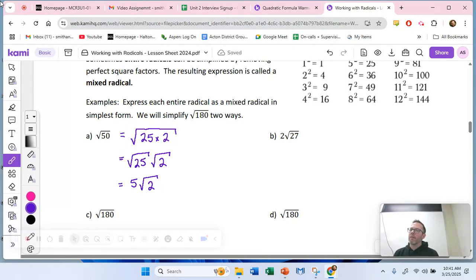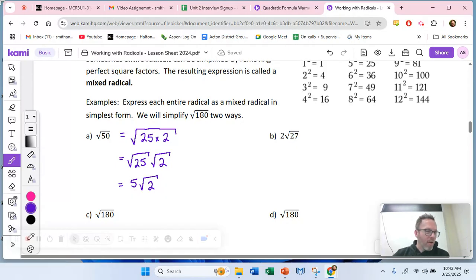2 root 27. Is there a perfect square number that goes into 27? I'm asking rhetorically. There is. Can you guys see what it is? Flash me a gang sign with the number that... Or just participate, that'd be good too. I will assist you guys. 9 is a perfect square number that goes into 27.